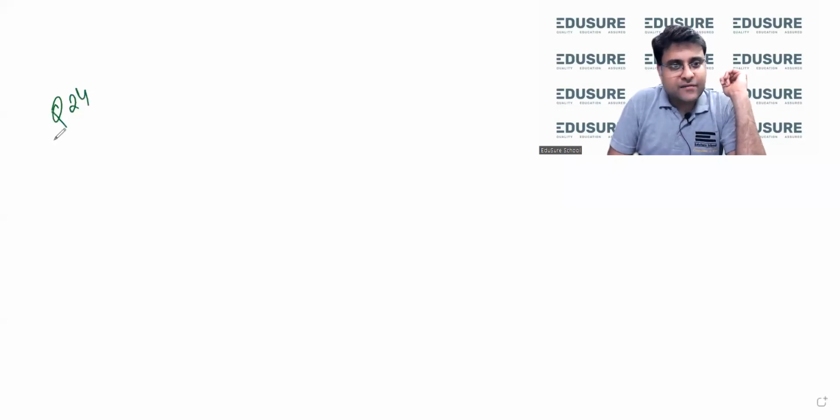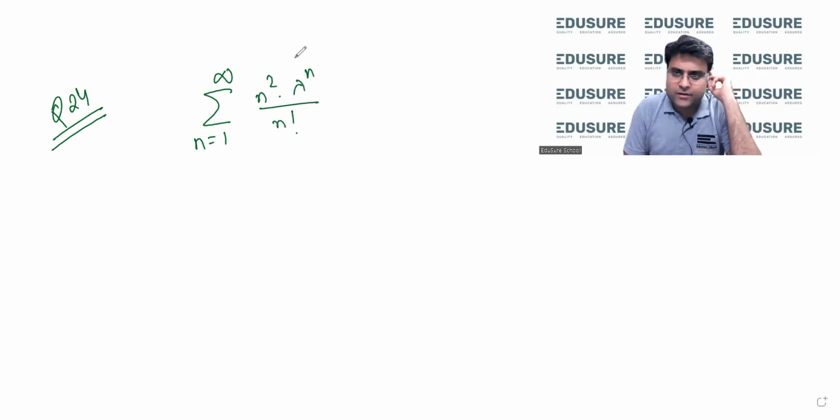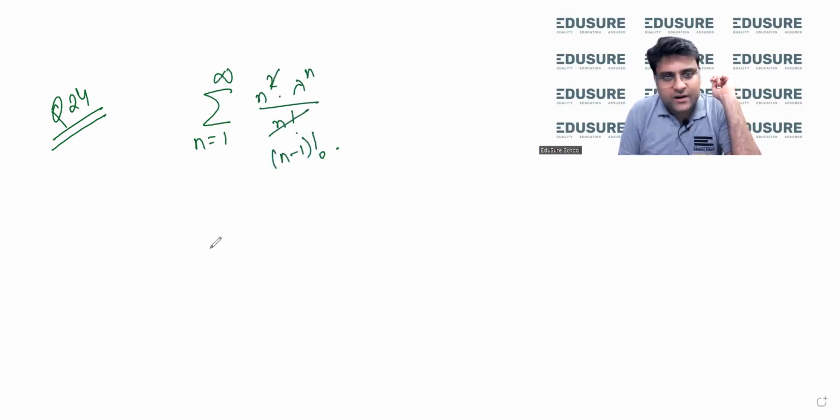Question number 24. IIT Kanpur sample paper 2023. Summation n is equal to 1 to infinity n square lambda to the power n by n factorial. So one of the n cancels n factorial, it is n minus 1 factorial.